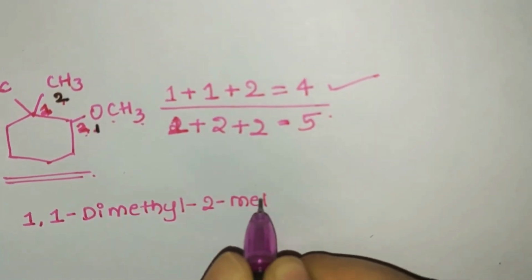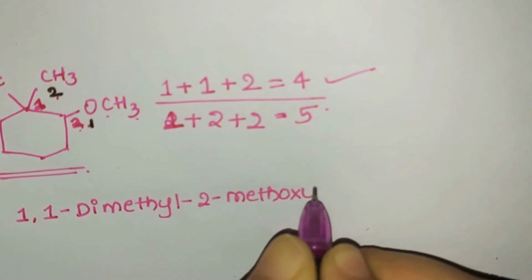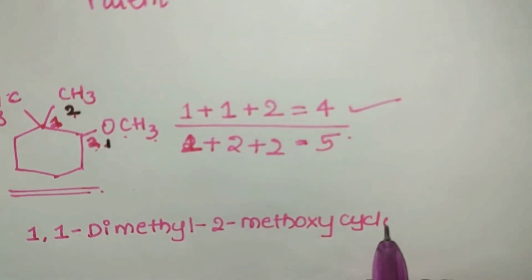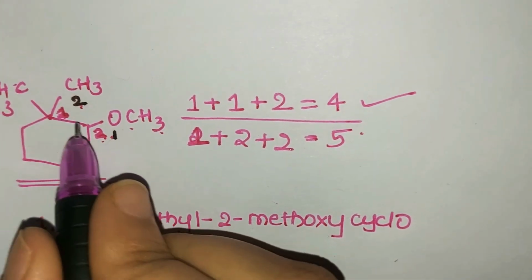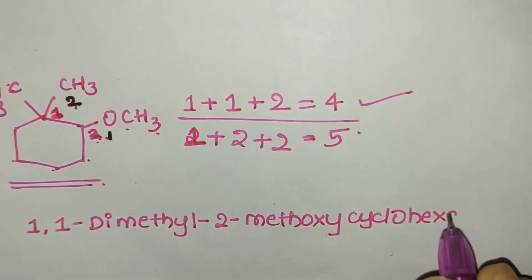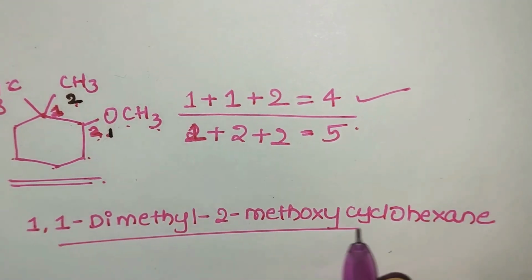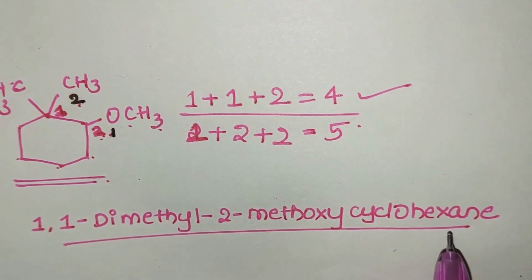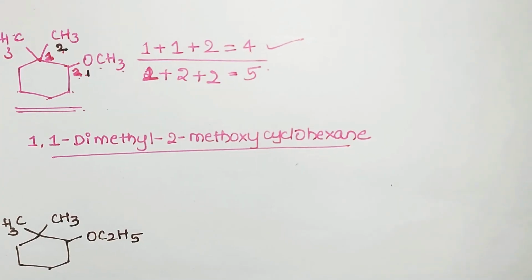And since it is a cyclic compound, we make use of which prefix? Cyclo. And the cyclic ring totally contains how many carbon atoms? 1, 2, 3, 4, 5, 6 carbon atoms. Hence it is nothing but hex. All are singly bonded, thus ane. So the IUPAC name here is 1,1-dimethyl-2-methoxycyclohexane. We'll consider a similar type of example again.